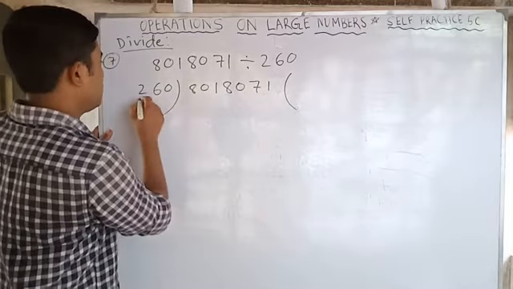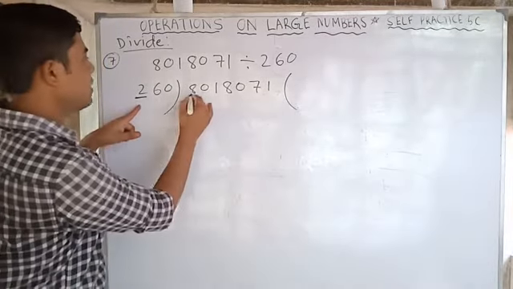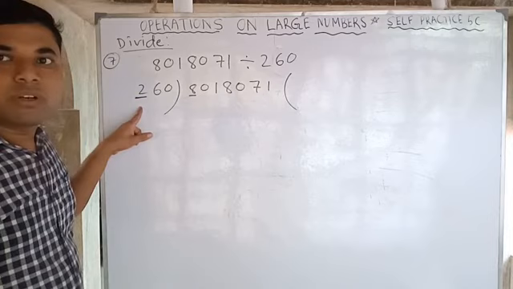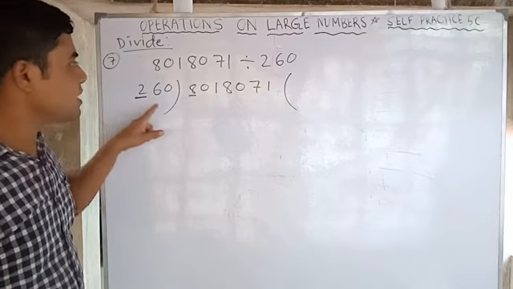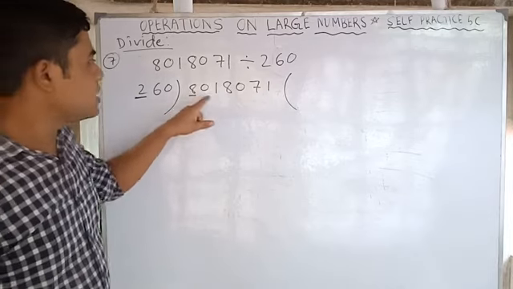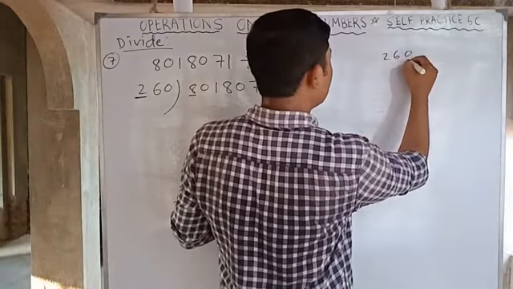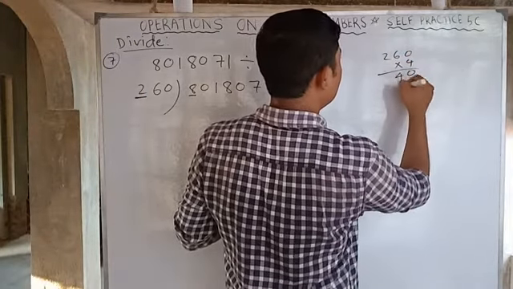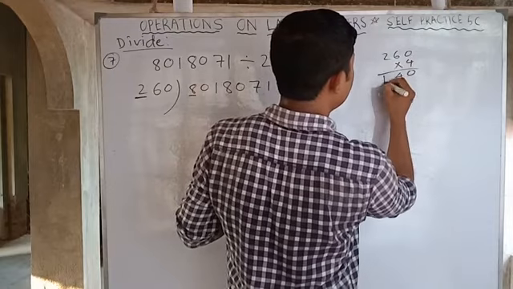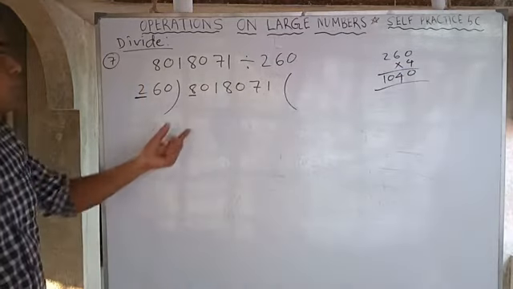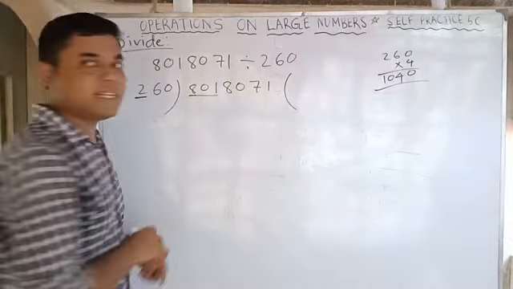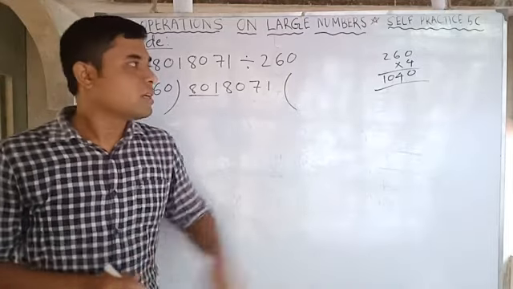Now 2 and what is there? 4. 2 4s are 8. That means there is a chance of this number going by 4. Let's check. 260 by 4. 0, 4, 8, 10. 1040. But we are checking for 801. That means it is greater.